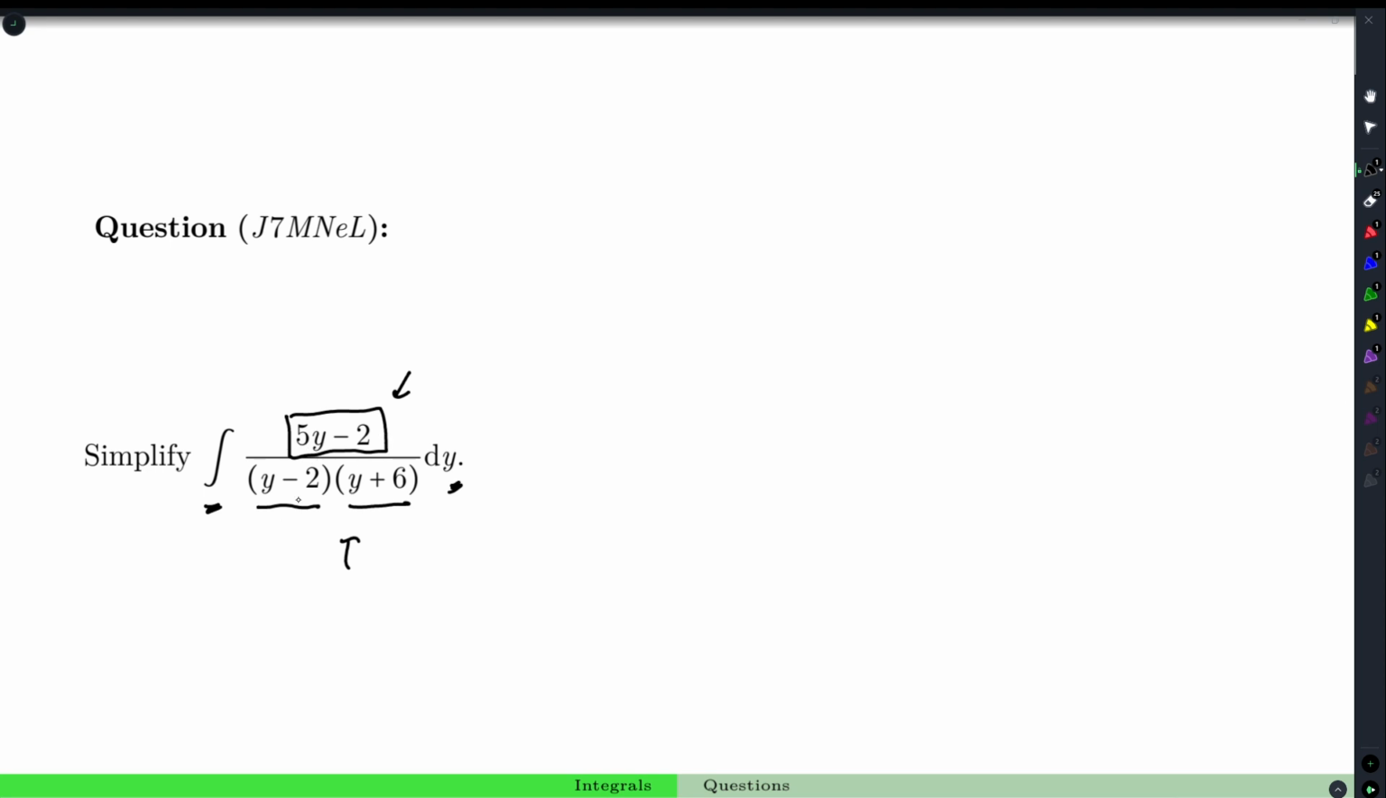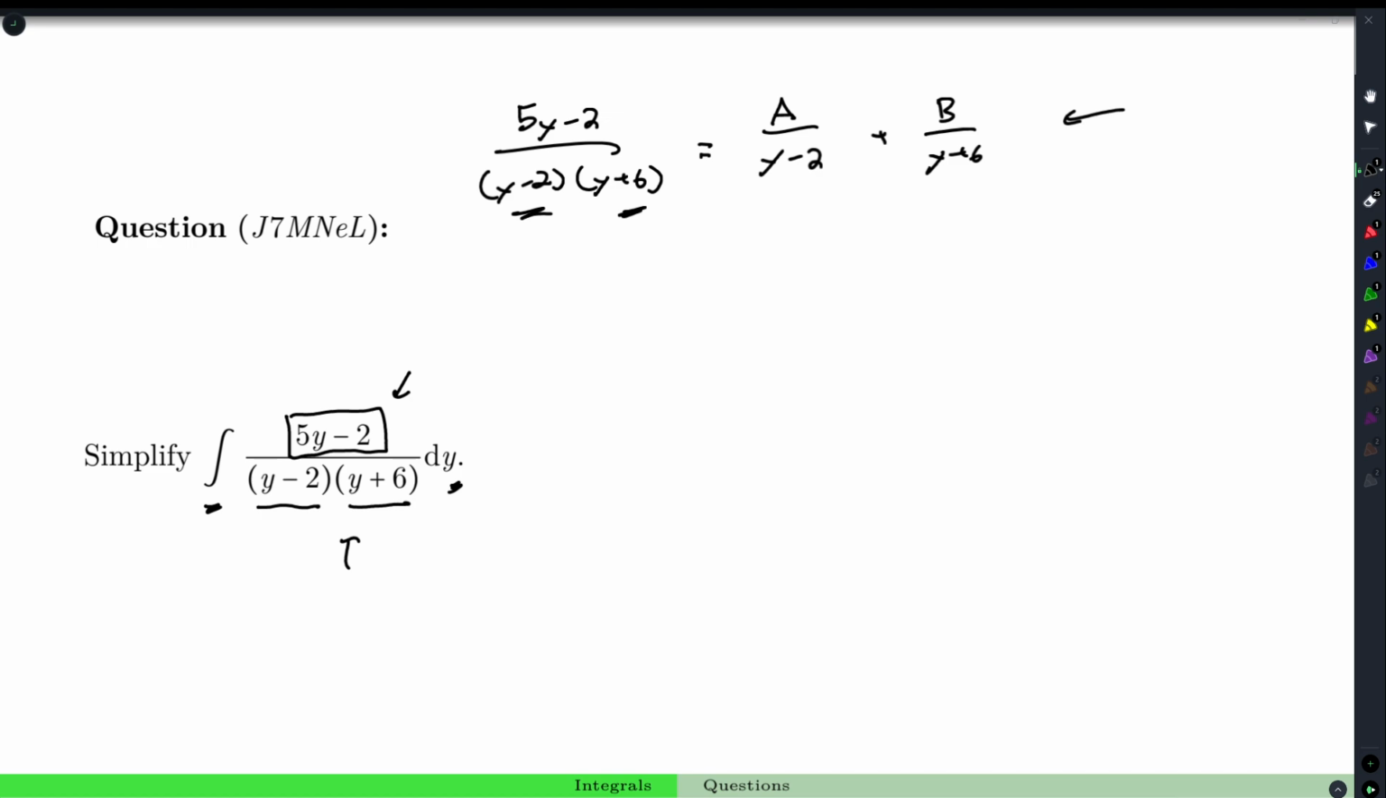So 5y - 2 over... so what do we do for the partial fractions decomposition? Well, the first thing you would normally do is factor the denominator polynomial. We don't have to do that because somebody did that for me. For each linear factor, we introduce a new constant. And so this over here is what we call the partial fractions decomposition. What we need to do basically is just solve for A and B.